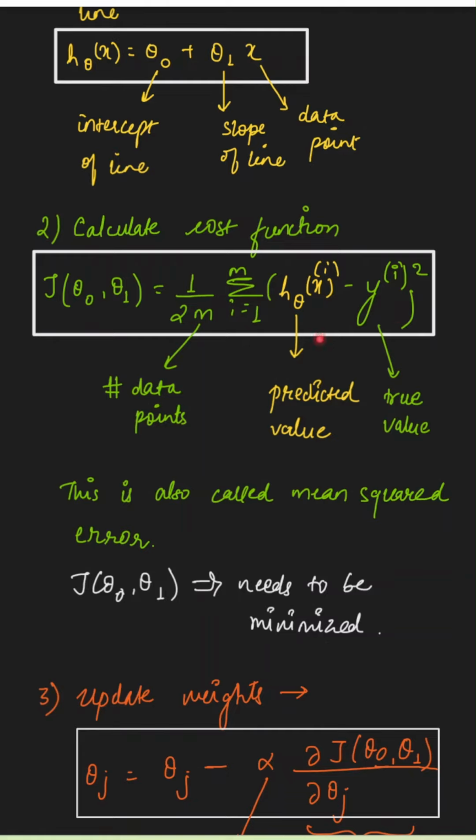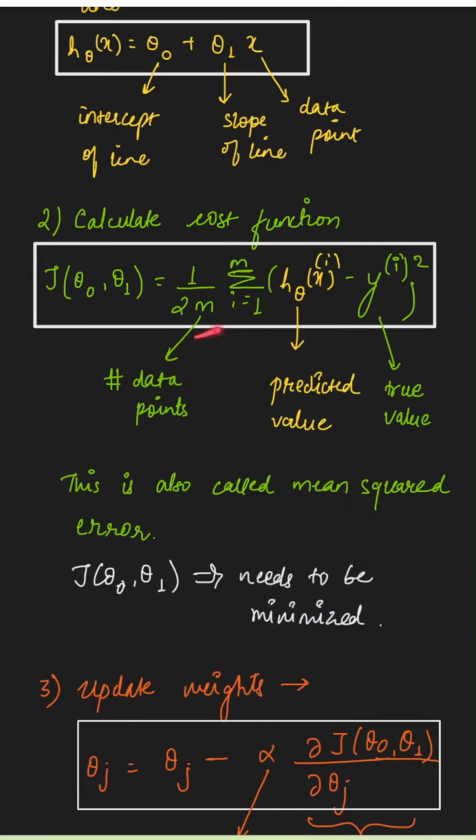It is also called mean squared error because this is our predicted value, sometimes denoted by y hat, and this is our true value y, and we are taking the difference of these, so we are taking the residual and then squaring it and then dividing it by 2m, that is, dividing it by the total number of data points, and that is why we call this mean squared error.